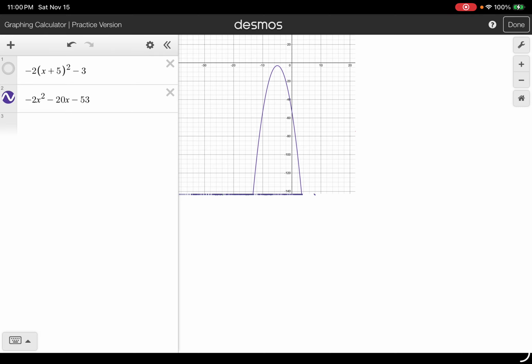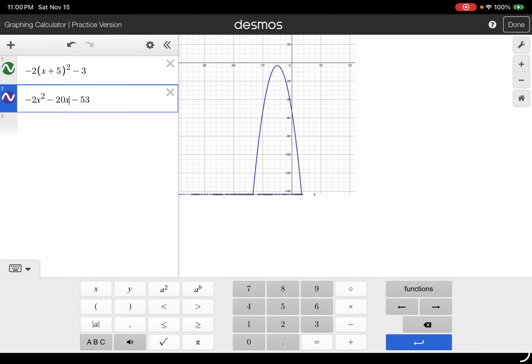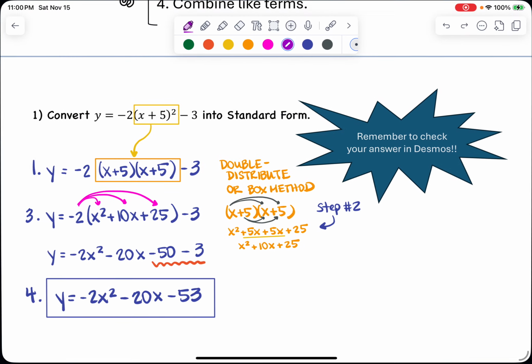Notice if I toggle back and forth, green, blue, green, or purple, green, purple, green. It's the exact same graph, right? So I can toggle between them and it's just going to change colors, but everything is identical, right? And that's how I know I did all of that algebra and simplifying into standard form correctly. Okay, super easy to check.